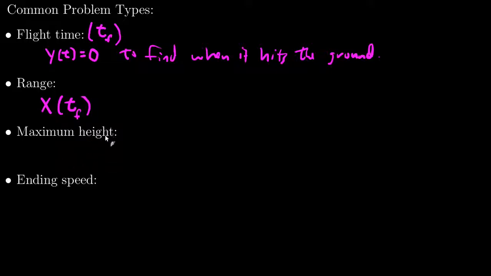To find the maximum height, we need to maximize a function. We need to maximize y of t by finding the critical points. And for this, since it's a quadratic, you're going to take the derivative and set it equal to 0.